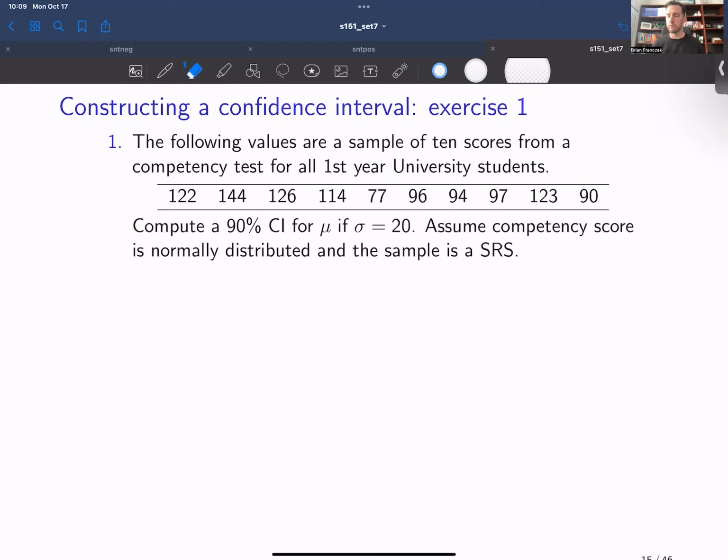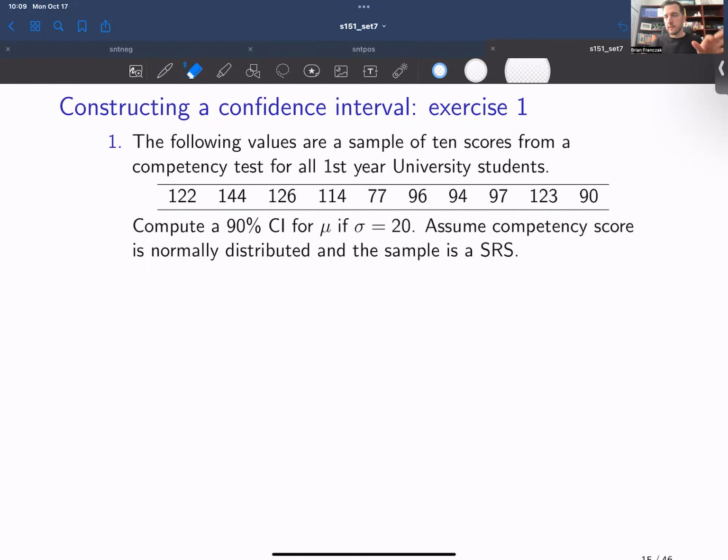We are going to work through the first exercise on constructing a confidence interval, which is on slide 15 of lecture set 7. All right, so in this exercise, we have the following. We have an SRS. Well, it tells us that we have an SRS later, but we have an SRS of 10 scores from a competency test for all first-year university students.